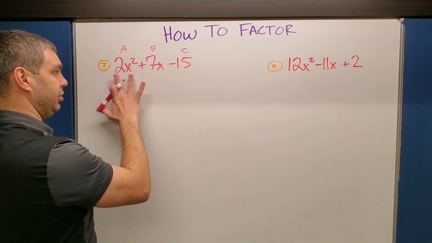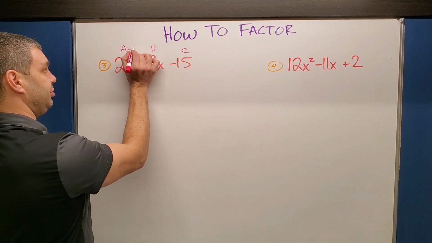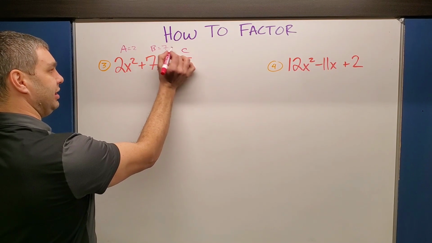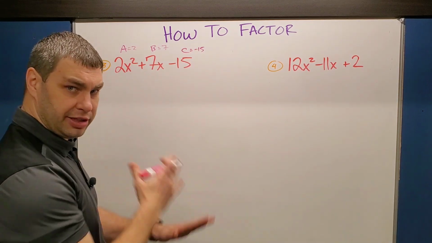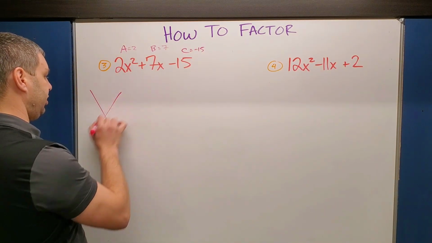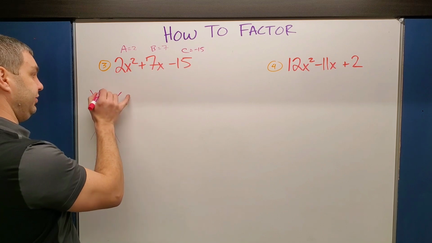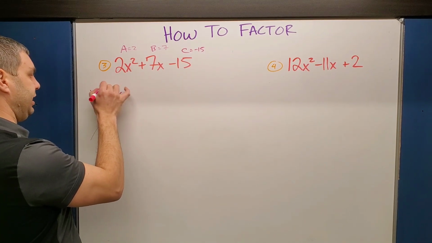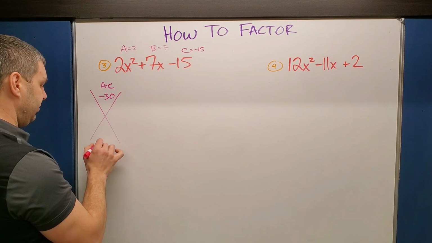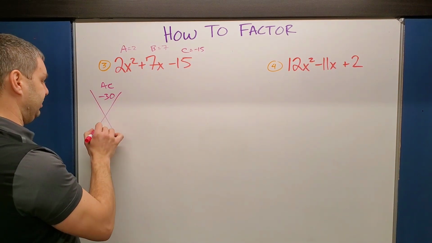And if we use just the numbers, if you watched that first part, you know this would be 2, this one would be 7, and that's going to be a negative 15 for the A, B, C. And again, if I use that graphic organizer, starting out the exact same way, 2 times negative 15 here, that's going to be a negative 30. So that's my A times my C.